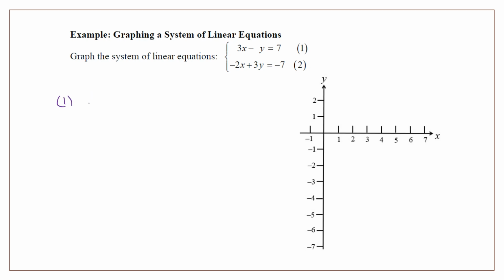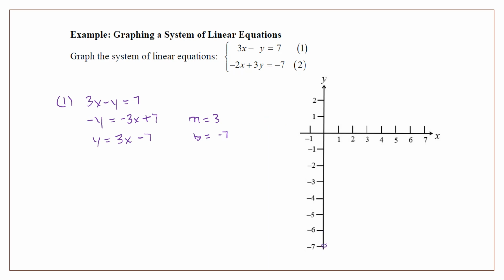So for equation 1, we'll take 3x minus y equals 7. The goal is to get y all by itself. So we will subtract 3x to the right side. Then we will divide all terms by negative 1. And this then gives us our equation y equals 3x minus 7. From this equation, I know my slope is 3, and I know my y-intercept is negative 7.